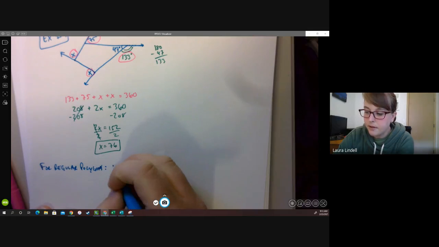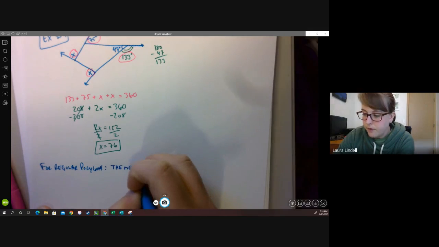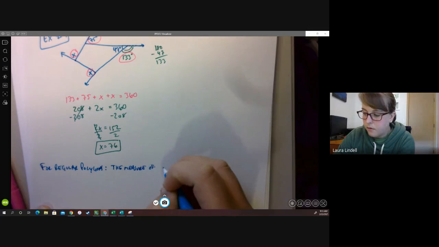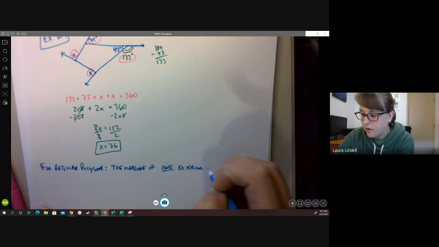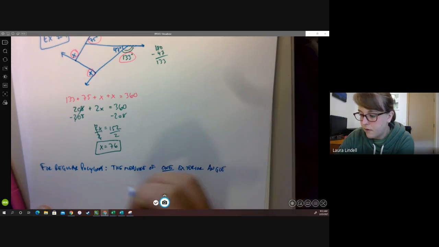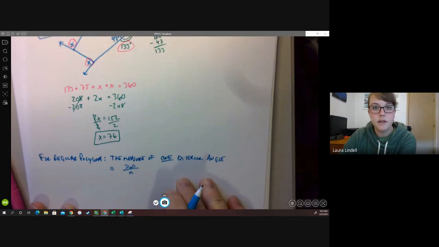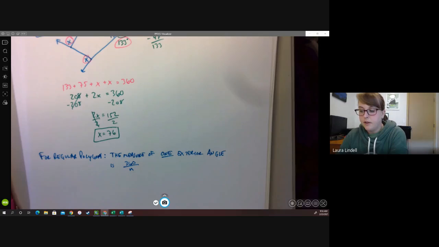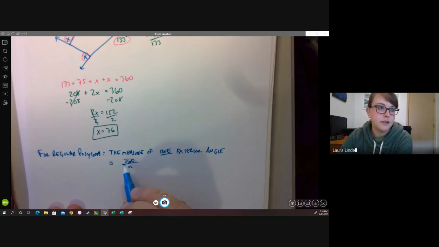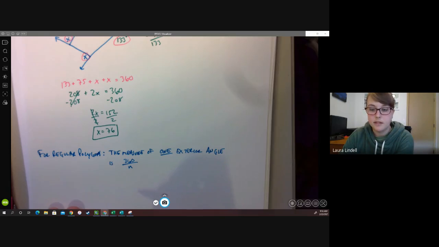So for regular polygons, the measure of one exterior angle is 360 divided by n, where n is the number of sides. So you just take the total, since all the interior angles will be the same on a regular polygon, all the exterior angles will also be the same. So you just take the total measure of the exteriors and divide by the number of angles or the number of sides.